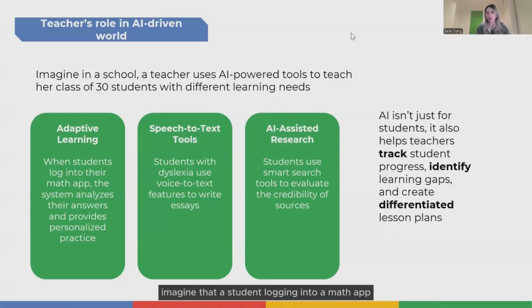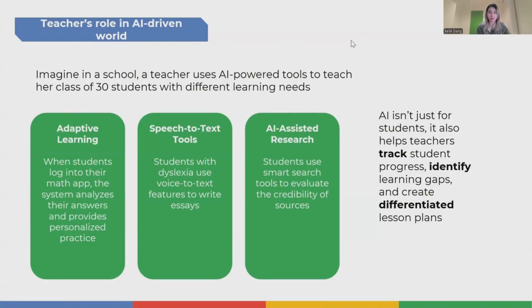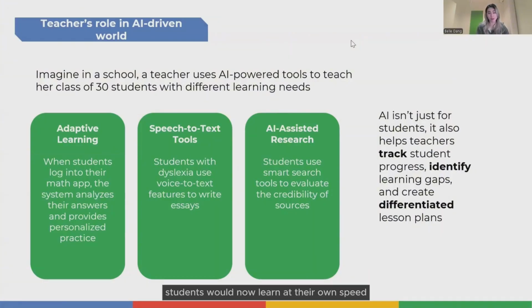Imagine a student logging into a math app. As they complete exercises, the system analyzes the responses. If they struggle with fractions, the AI will slow down and offer additional practice on this. If they excel, the AI presents more challenging problems to keep them engaged. Instead of moving at a fixed pace, students would now learn at their own speed, building confidence along the way.